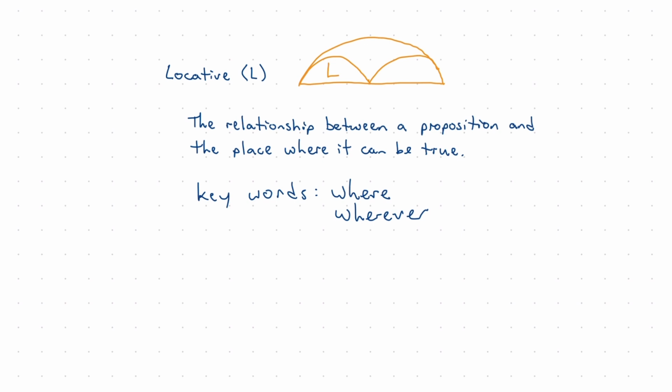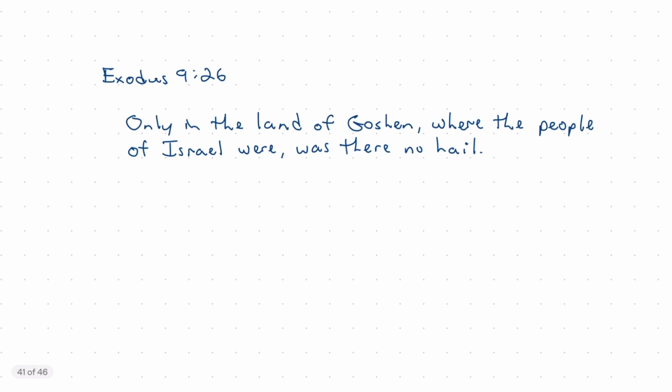Let me give you an example of this. Exodus chapter 9, verse 26: only in the land of Goshen, where the people of Israel were, was there no hail. Only in the land of Goshen, where the people of Israel were, was there no hail. So you can see our keyword where points us to something that there was no hail where the people of Israel were. So we're giving a further note of location here to the land of Goshen.